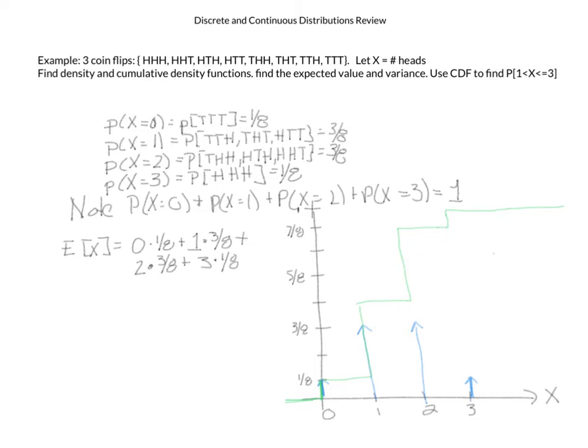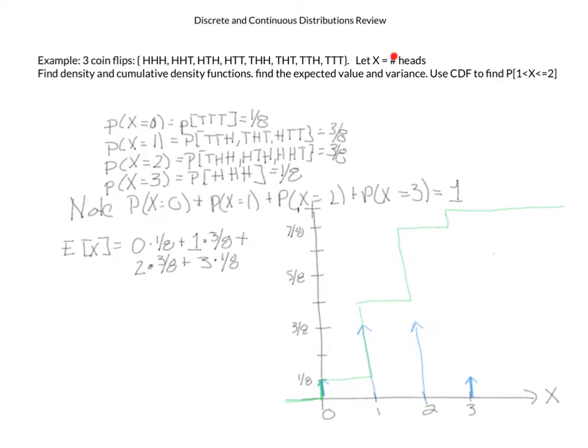We can come back to our coin flip example now and find the expected value. It's just each value that x can take. X can be 0, 1, 2, or 3. So we have 0, 1, 2, and 3, and then we multiply each by the probability it takes that value. So the probability of x equals 0 is 1/8. The probability x equals 1 is 3/8. The probability x equals 2 is 3/8, and the probability x equals 3 is 1/8. So we multiply these together, and then we sum them all up.